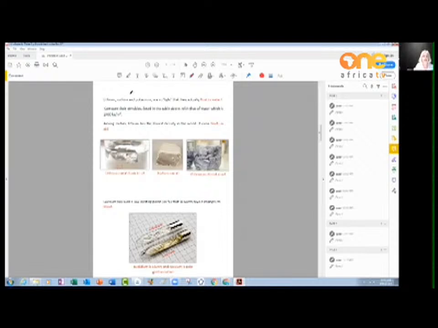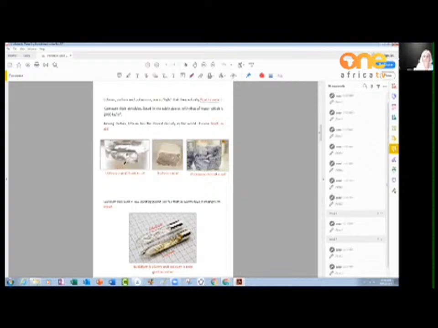And what else is here? Lithium, sodium, and potassium are so light that they actually float in water. Yes, they float. All of these first three float in water, but lithium floats even in oil. Here we have it. We see it floating in oil.